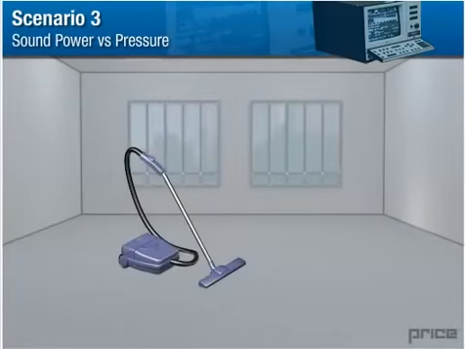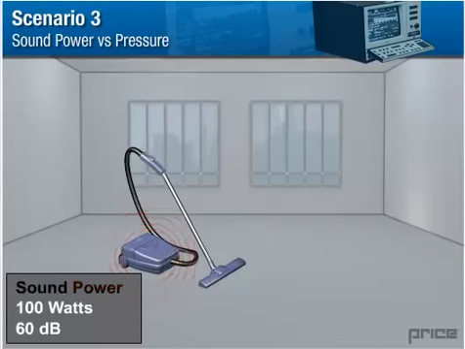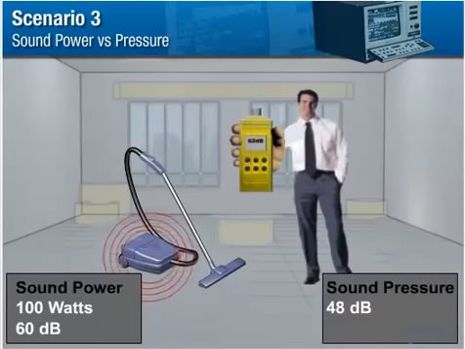Finally, let's apply the same scenario to a sound source. The object being tested has a certain sound power level. This sound power level can be expressed in watts or decibels. Sound pressure can be measured with a VU meter.